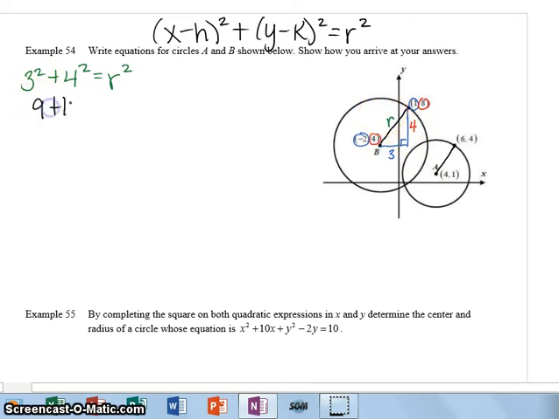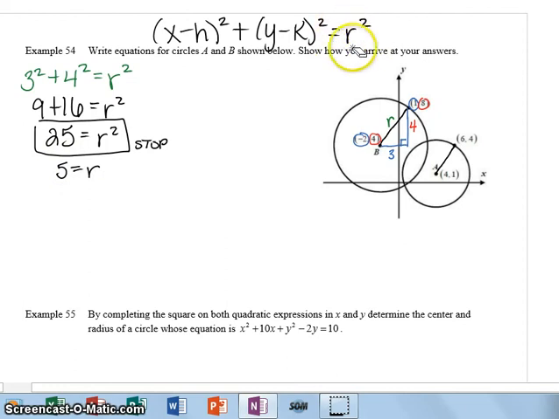So I get 9 plus 16 equals r squared. 25 equals r squared. You're going to see I'm going to stop here. If I wanted to know the radius, you square root it, and you get 5 as your radius. But don't forget, the equation of the circle is set equal to r squared. So r squared is 25. That's part of the equation right there.